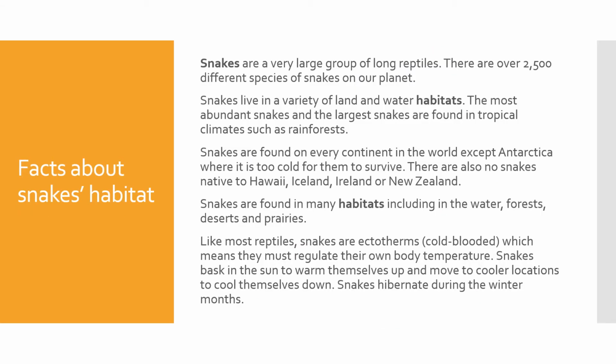Now, Mrs. Wu is going to read some facts to you about snakes' habitat. Snakes are a very large group of long reptiles. There are over 2,500 different species of snakes on our planet. Snakes live in a variety of land and water habitats. The most abundant snakes and the largest snakes are found in tropical climates such as rainforests.